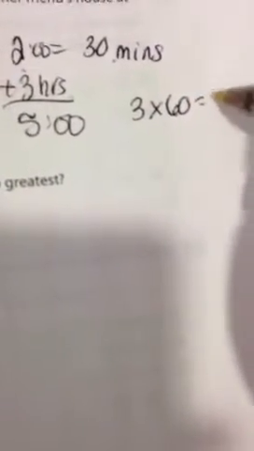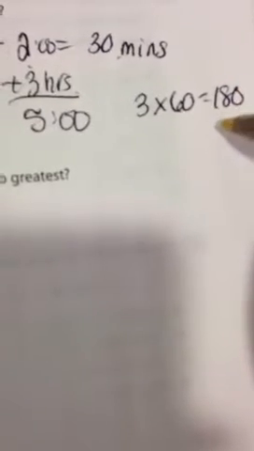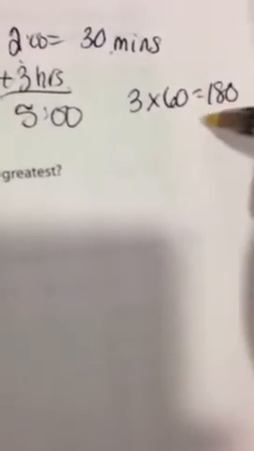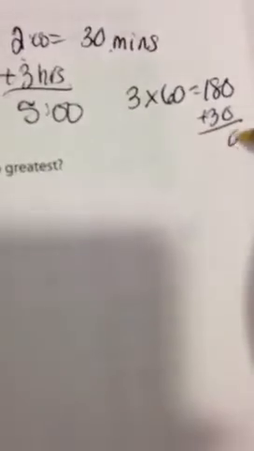Oh, the minutes aren't there. I forgot to convert 3 hours and 30 minutes. I have to convert this to minutes. Well, I know that 1 hour is 60 minutes. So 3 times 60 is 180. That's 180 minutes plus my other 30 minutes. And I have 210 minutes. Now I can see it as B.